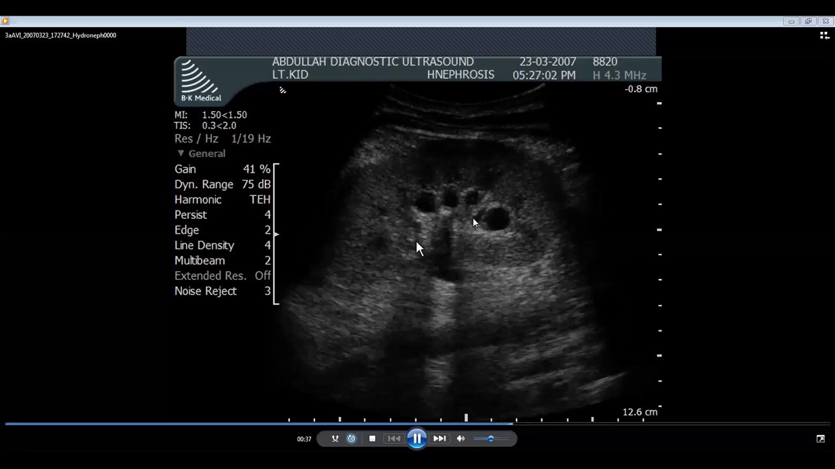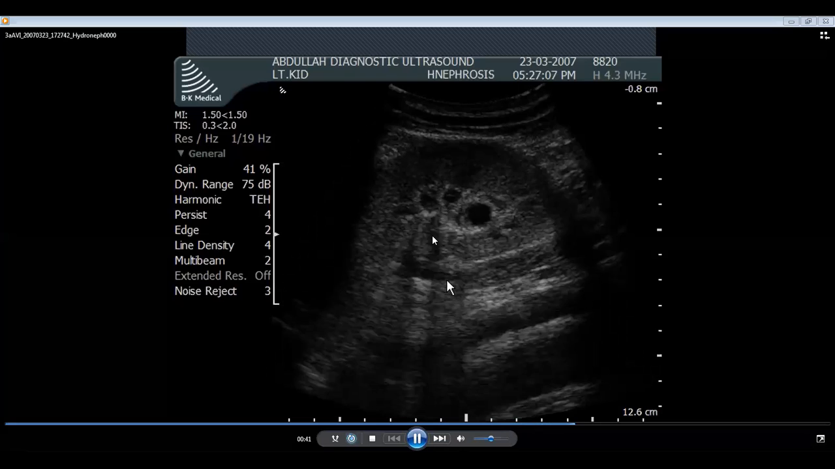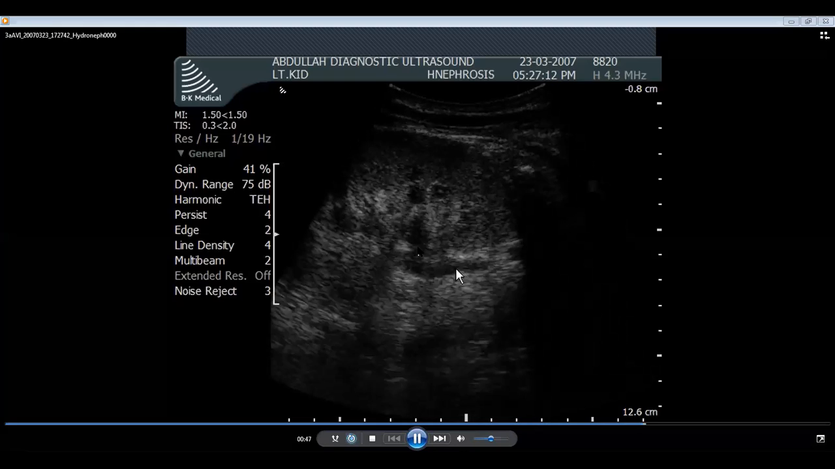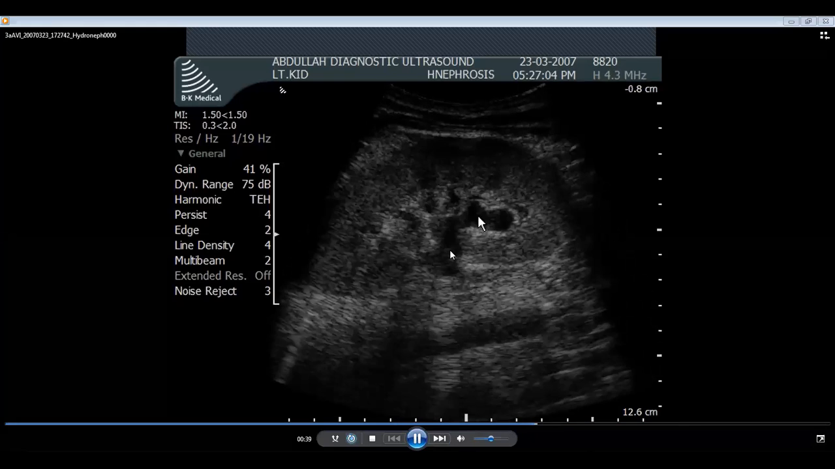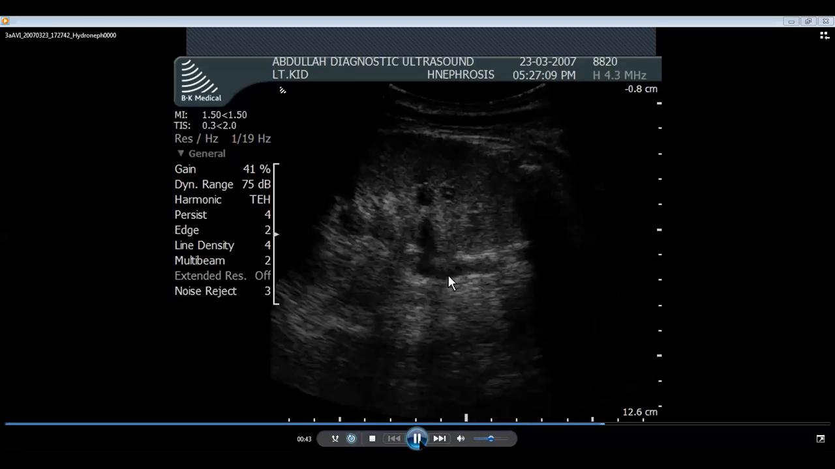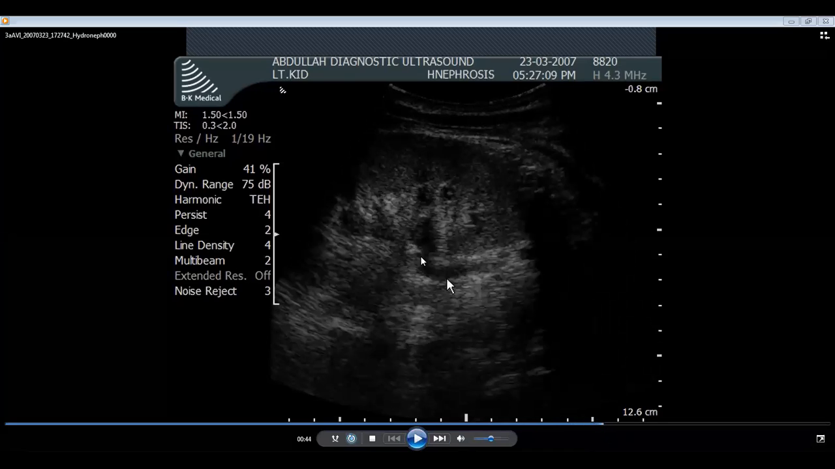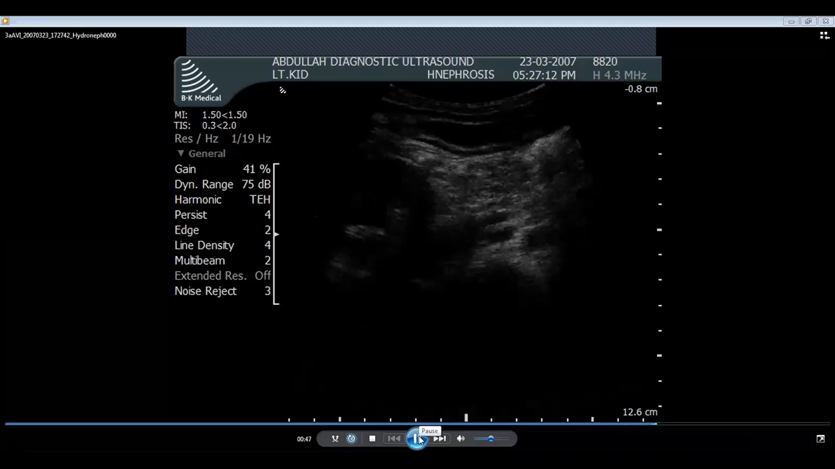Look at the pyramids, look at the calyces. That is definitely dilatation, mild hydronephrosis because of some ureteric obstruction. You can see the pelvis, and I would like to show you how this pelvis is going into the ureter. This is the ureter, which you can see from the pelvis, and there you see the ureter going down, right.